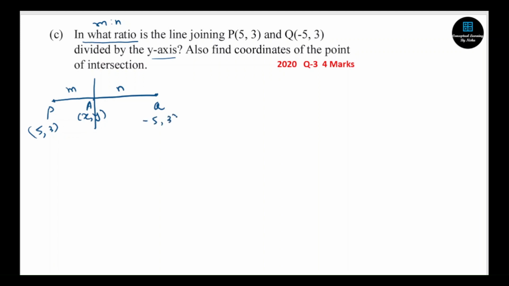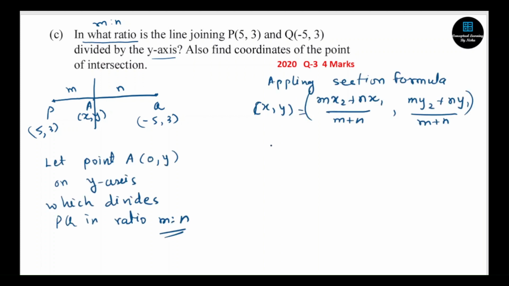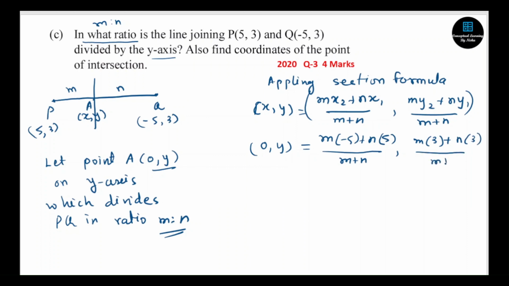minus 5, 3. See, these points are not as per the coordinate system, okay? I mean, they are not at the correct place. Yet, we'll apply the point 0, y here. So, 0, y. Now, m we don't know, x2 is minus 5 plus n, we don't know, x1 is 5 upon m plus n, and here m into 3 plus n into 3 upon m plus n.